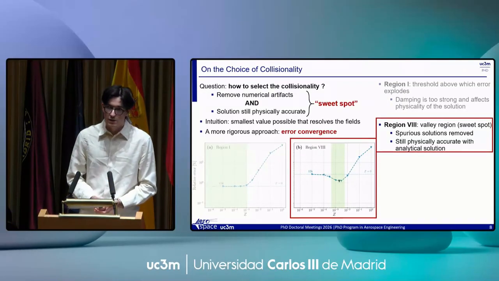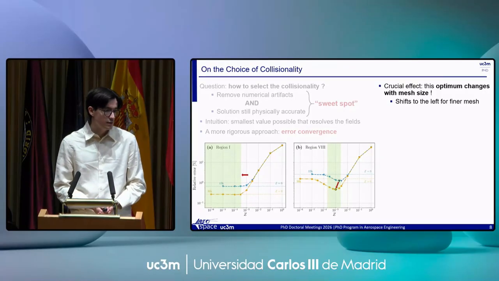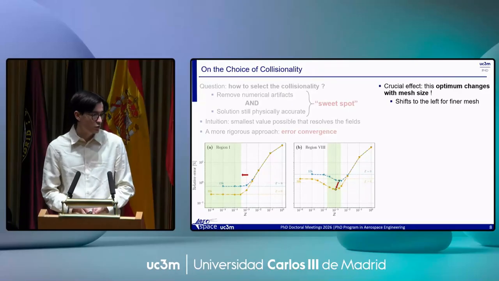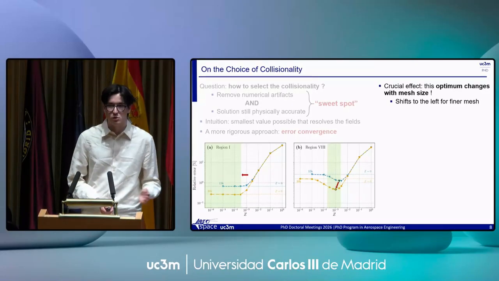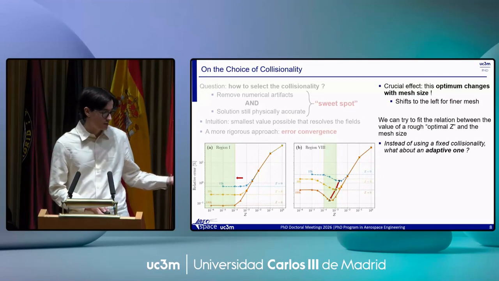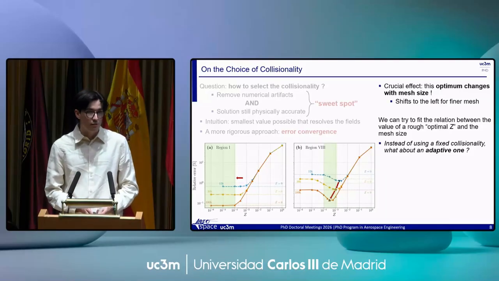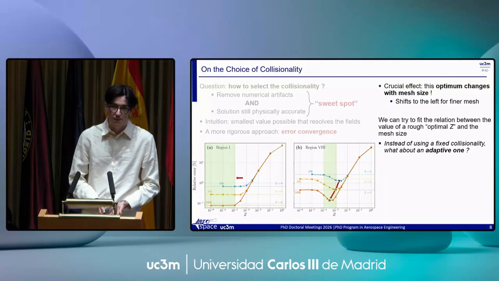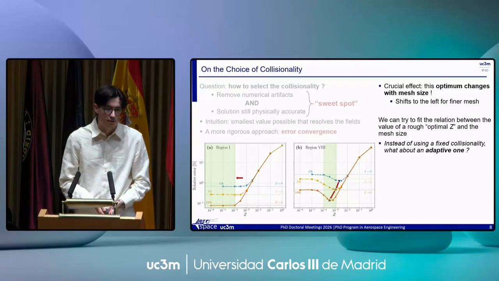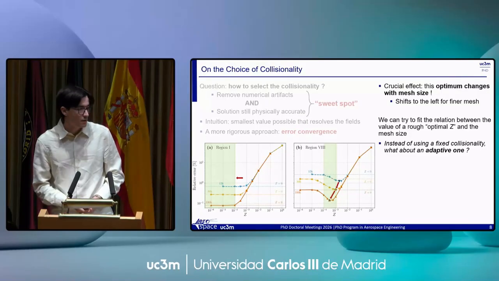Another critical effect that I want to highlight is that this optimal collisionality changes with the mesh size. So if you refine the mesh, for example, to 30K elements, this optimal collisionality will move to the left on the plot. And also with 100K elements, this will shift more. So an idea that we can have from this is to implement a new numerical scheme in which we try to fit roughly this relation between these optimal collisionalities and the mesh size.